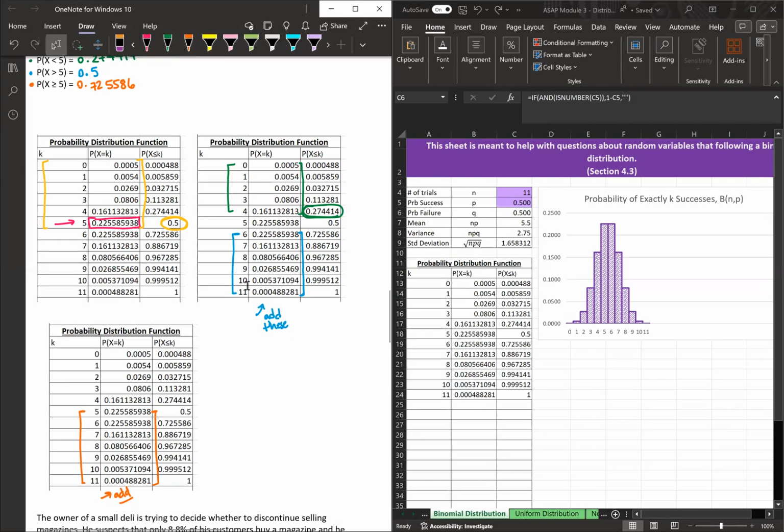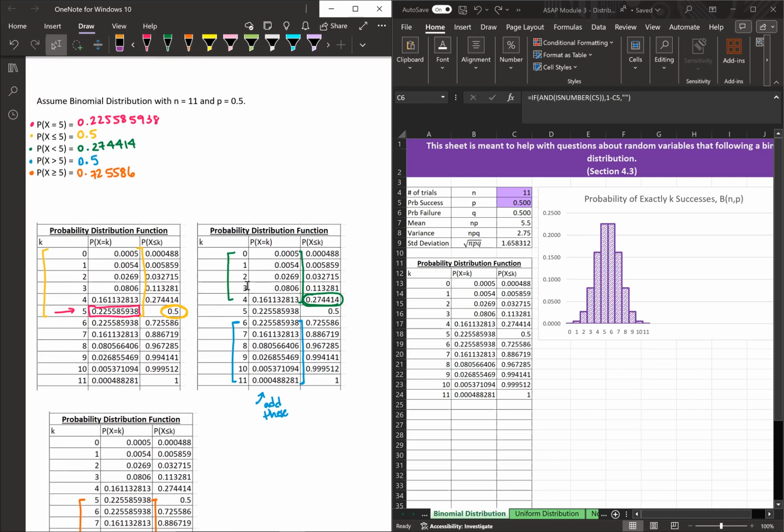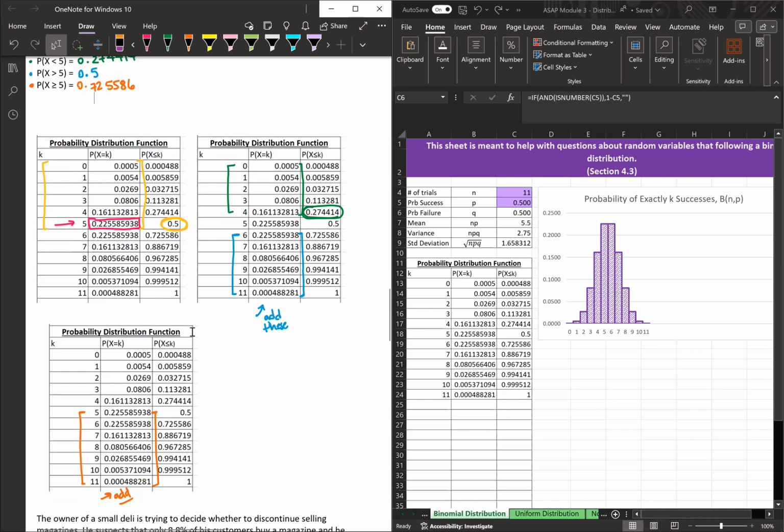And so that's how you can use the output from Excel to answer these questions. It's up to you to understand the symbols. We've already gone over the symbol notation and also the literal words that mean at most, greater than or equal to, all those sorts of things. So if you need a review on that, please do that because they're going to come up a lot for the rest of the semester.